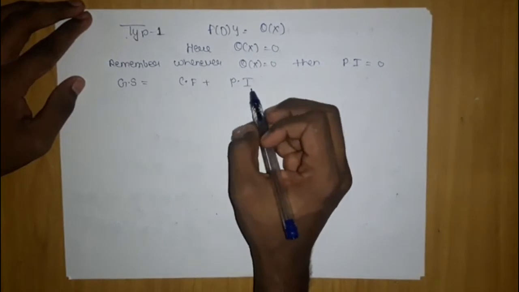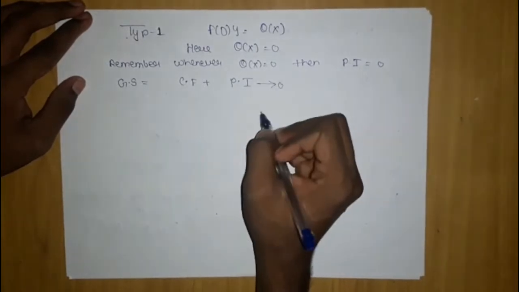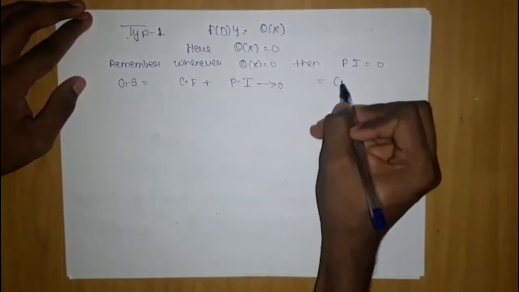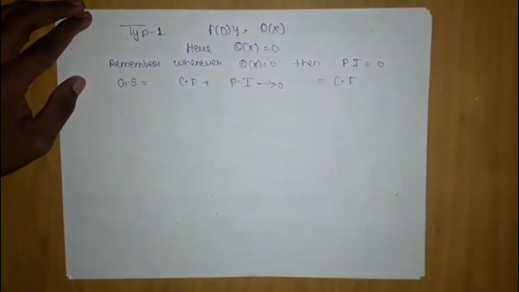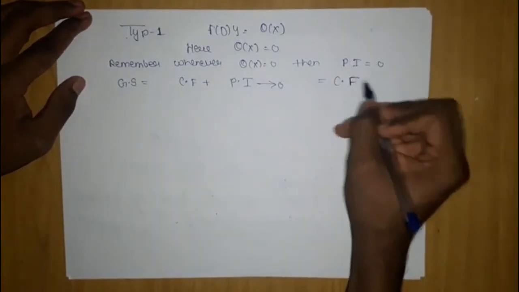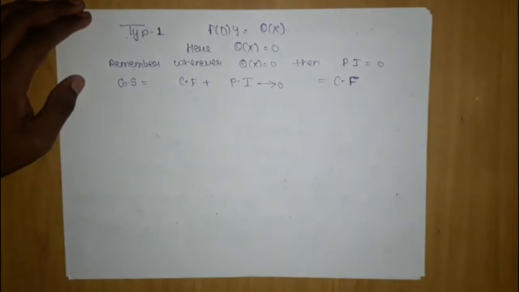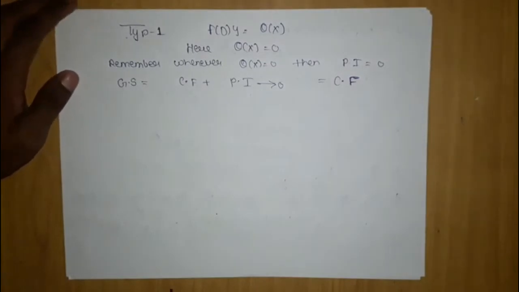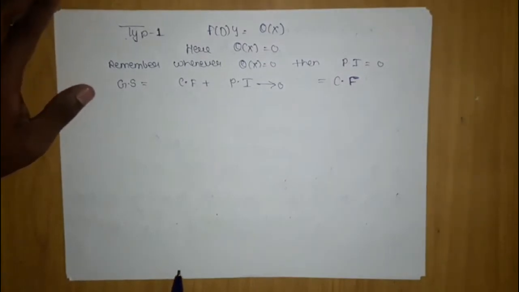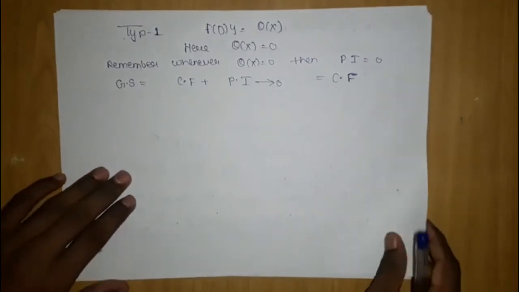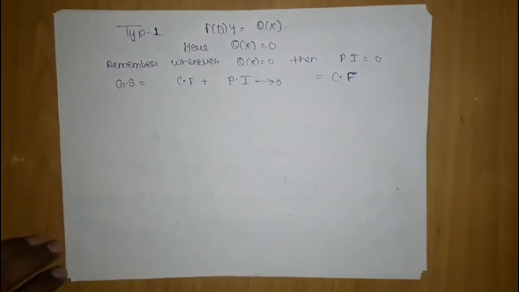So if q of x is 0, our particular integral is 0, then our final answer is nothing but the complementary function. So in this type 1, we just need to find the complementary function. Now let's take the problems and see how much we understand. The first problem is as follows.